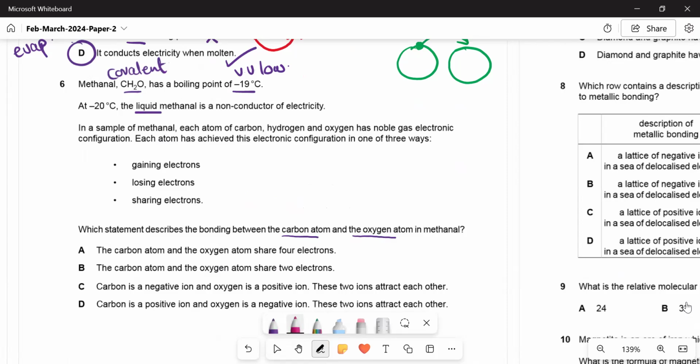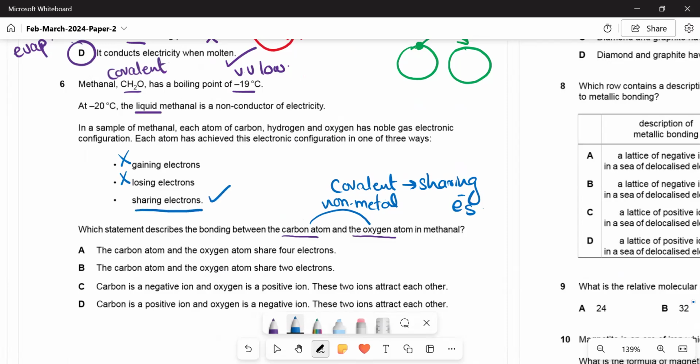Now, as we know that carbon and oxygen, both of them are nonmetals. And the bonding which is present between the nonmetals is always covalent. The covalent bonding is formed by the sharing of electrons. So here, they will not gain electron, they will not lose electron, but yes, they will form the bond by sharing electrons. Now, which statement is correct?